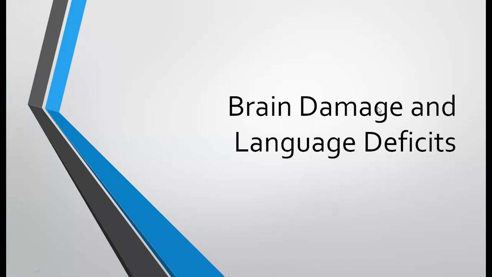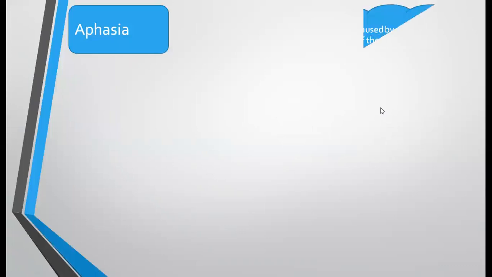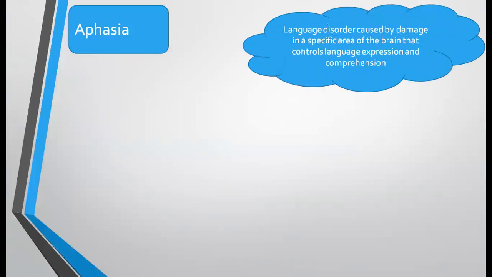This video is about brain damage and language deficits. Speech and language abnormality among brain injury patients are common. These disorders differ based on the characteristics. So aphasia is a language disorder caused by damage in the specific area of the brain that controls language expression and comprehension. So aphasia leaves a person unable to communicate effectively with others.